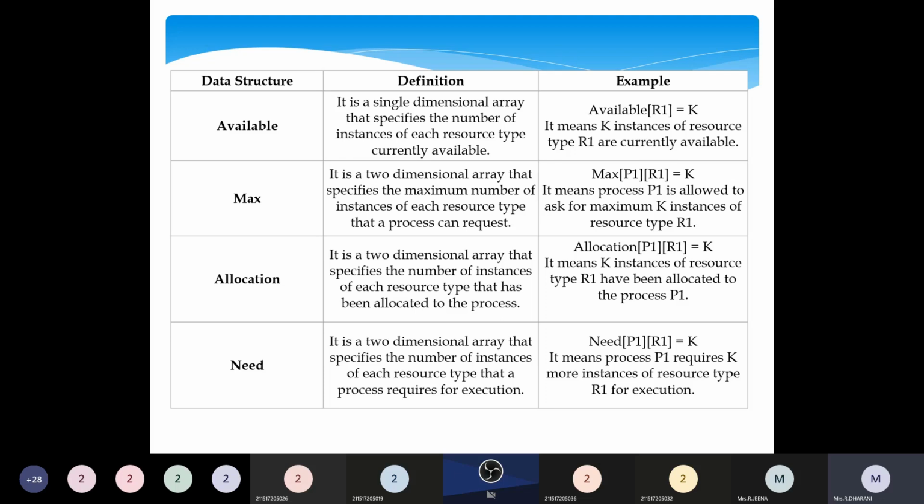Okay, the resources of the same type that are currently available are what we call Available[R1] = K, in the sense of the number of instances. Say if the tape drives number 10, then 10 is assigned to the availability.